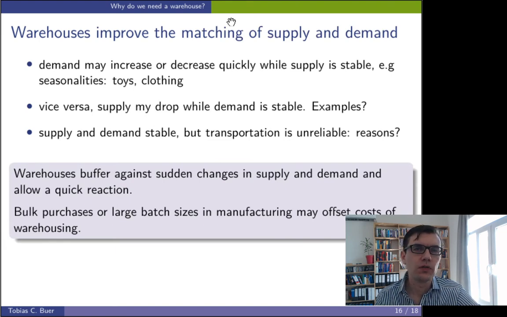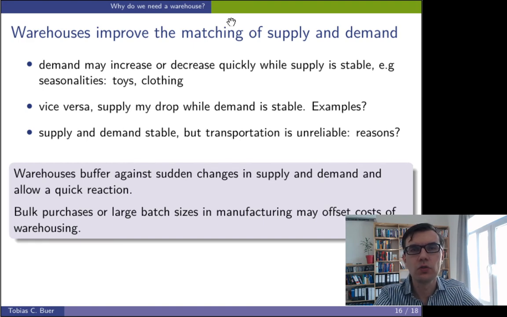What is the purpose of a warehouse? A warehouse can help to match supply and demand within a supply chain. Assume we always exactly know the supply and demand, then there is almost no need for a warehouse. However, as you all know, supply and demand are usually considered stochastic. They are not certain. They might go up and go down.